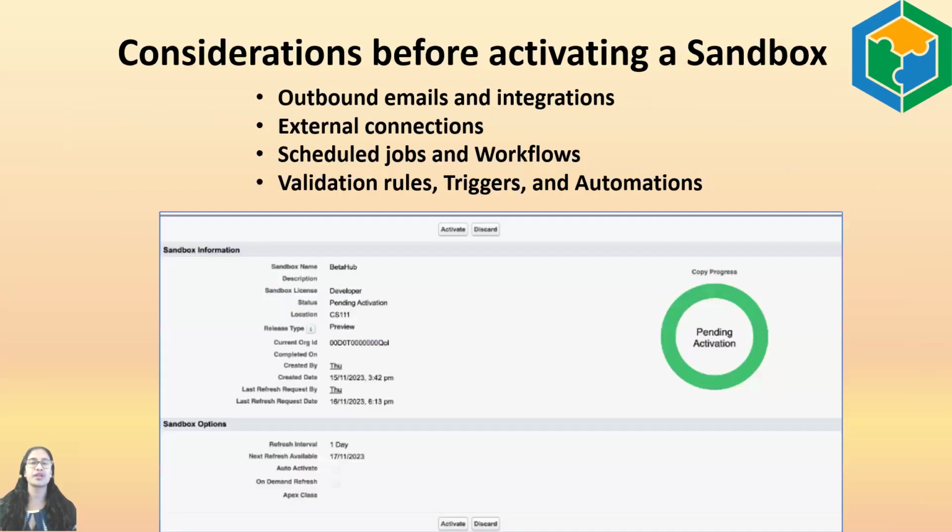Before activating a sandbox, review these important settings. Turn off or redirect outbound emails and integrations to avoid real notifications. Update external connections like APIs or single sign-ons to sandbox URLs. Review scheduled jobs and workflows to ensure they run safely. Validation rules, triggers, and automations all behave exactly as they do in production. What makes sandboxes perfect for accurate testing?